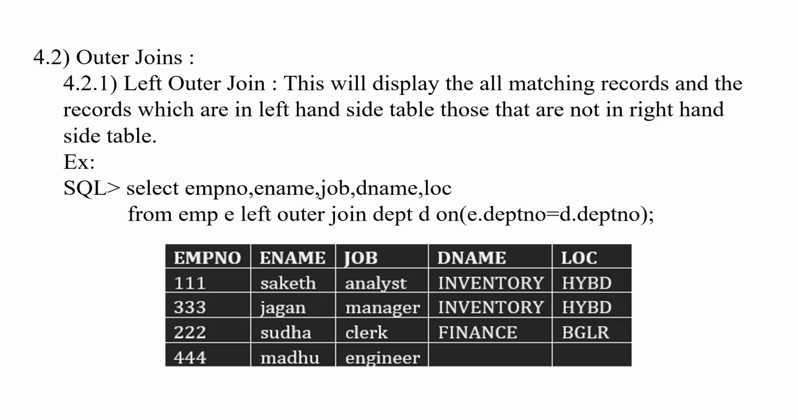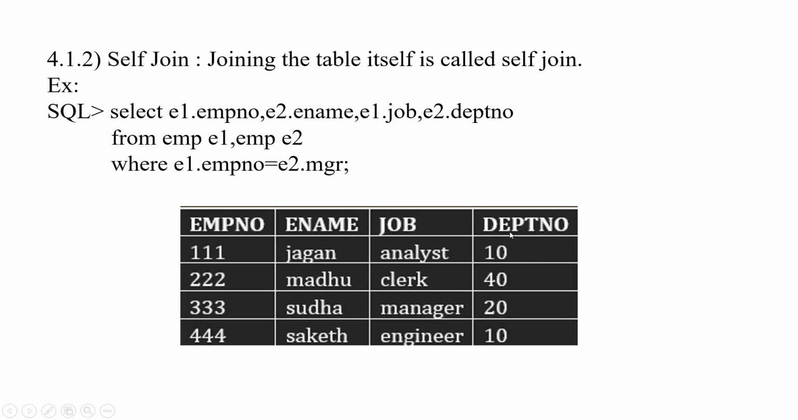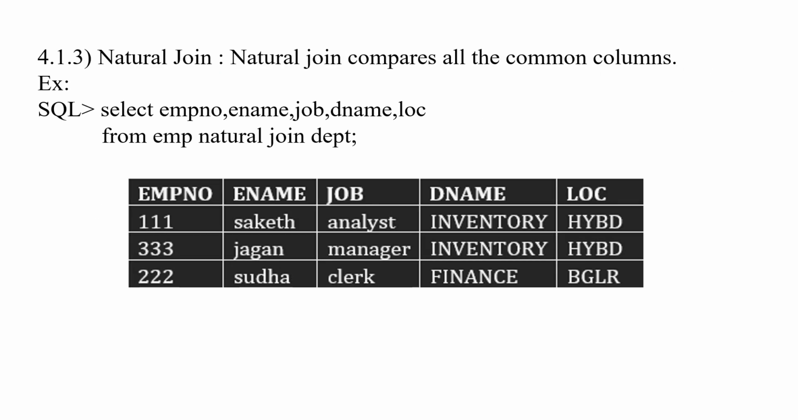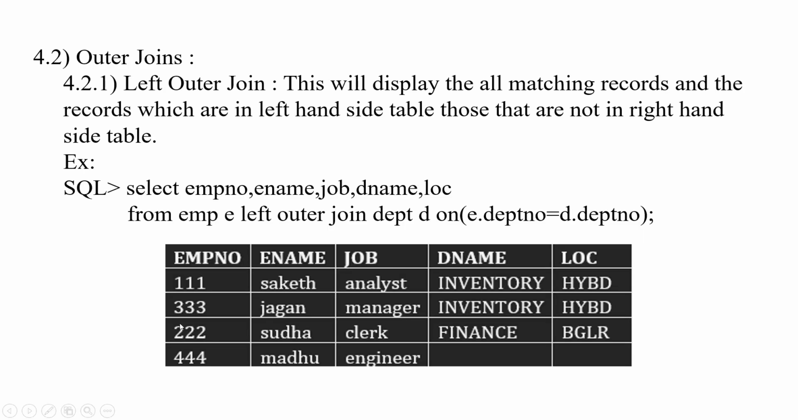Now this is the SQL query where select EMP number, ename, job, dname and LOC from employee E left outer join DEPT D on E.department number is equal to D.department number. Here the leftmost table is EMP, whereas the rightmost table is department. Note that in a left outer join, all the values of the leftmost table are recorded, whereas only some of the values are recorded from the rightmost table.